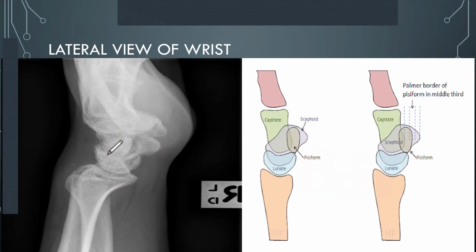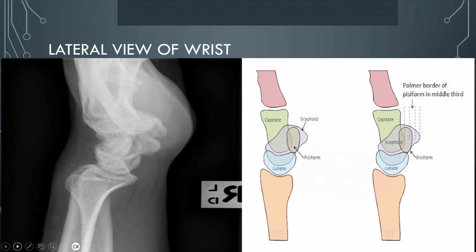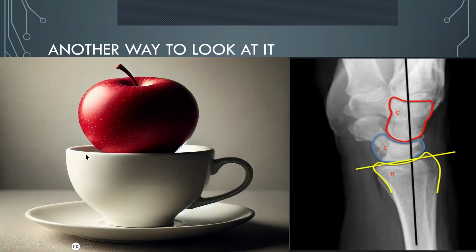If we are looking at the lateral, what we're actually trying to look for is dislocations. Now, dislocations of the wrist are probably one of the most horrifying injuries that a patient can get off their wrist. The reason being, it often takes quite a bit of work to get that wrist back to normal.